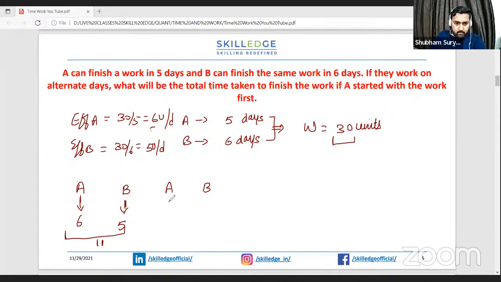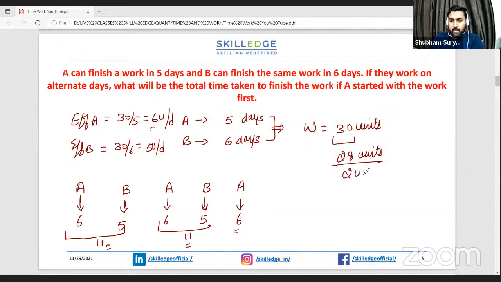Now, in the third day, again, A would have worked for 6 units, B would have worked for 5 units. So together, they would have completed again 6 plus 5, 11 units of work. Now, 11 plus 11, 22 units is already completed. Next, A is going to work again for 6 units. Now, how much is completed? 11 plus 11 is 22. 22 plus 6 is 28. So out of 30, already 28 units of work is completed. So we are remaining with only 2 units of work. Now, who will be performing? B will be performing. Okay.